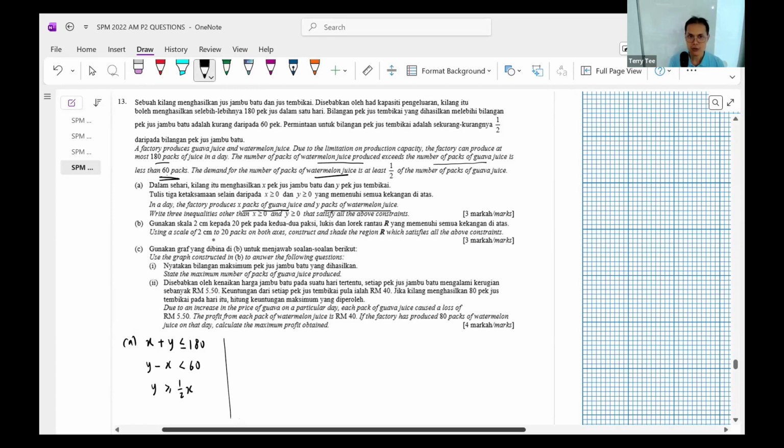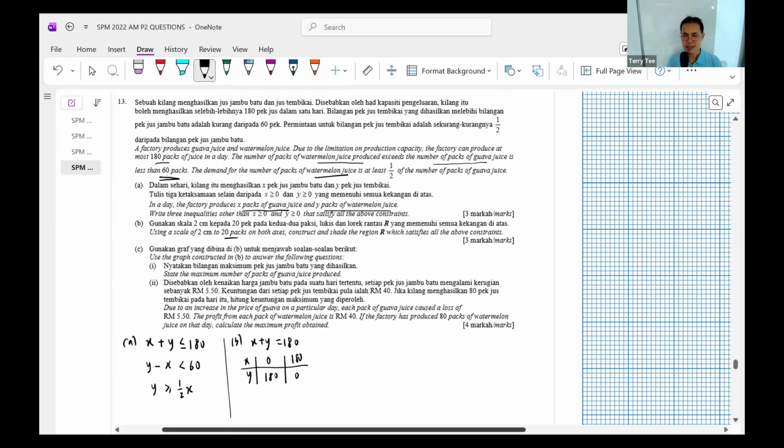Next, using a scale of 2 cm to 20 packs on both axes, construct and shade the region. Okay, so to construct and shade the region, I like to use a table of values like this, X and Y. Let X be 0, Y is 180. Let Y be 0, X is 180.